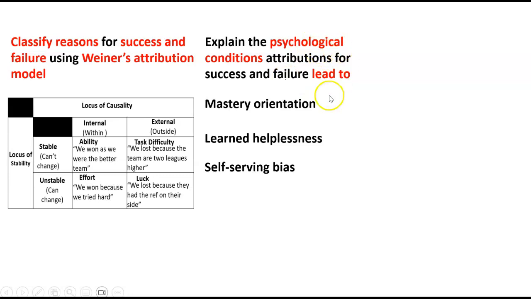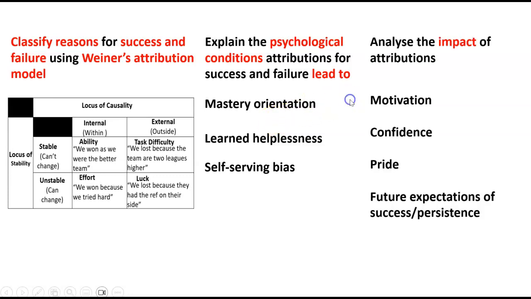So if we attribute effectively, it will allow us to experience something called mastery orientation. And if we have mastery orientation, this will then have a positive effect on our motivation, confidence, pride, and future expectations of success. So we'll be able to move through three processes. At the moment, we are here. We're now going to have a look at what these conditions are, and then we're going to look at how these attributions link to these conditions, and then finally how these will impact confidence, motivation, future expectations of success, and pride.